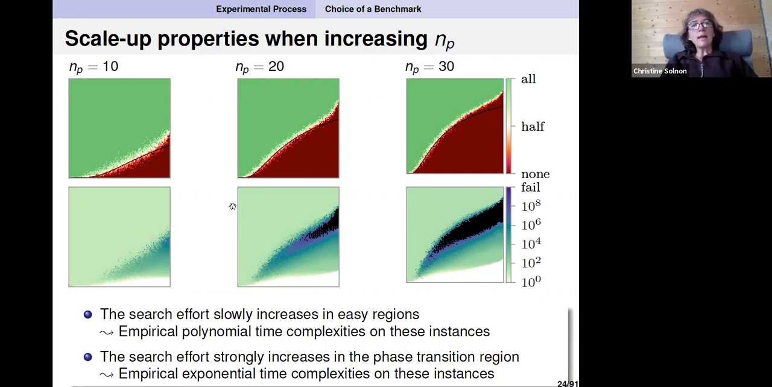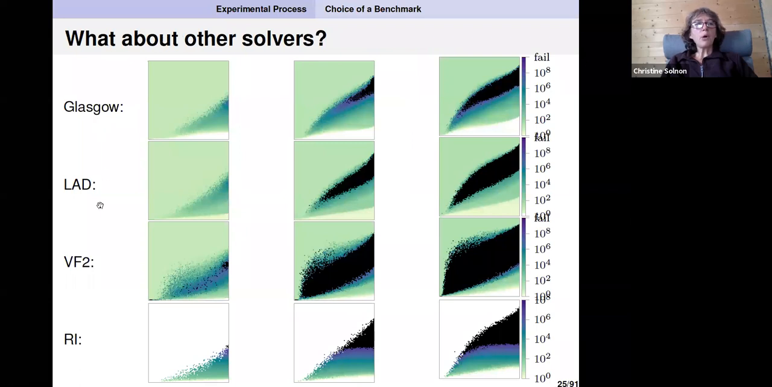Okay, so now we can compare performance of different solvers to check that we have the same behavior for all solvers. And we notice that for all solvers, when we are close to the phase transition, it's always difficult to solve the instances. And then when we are far from the phase transition, depending on the solver, some solvers are more efficient than others. For example, RI is very efficient on very easy instances which are all satisfiable.